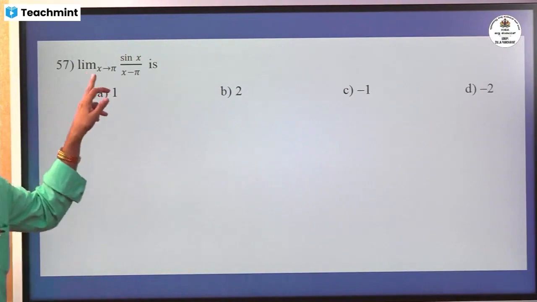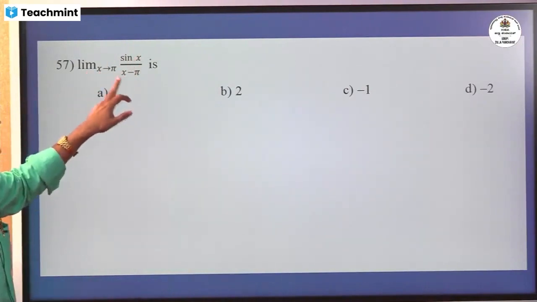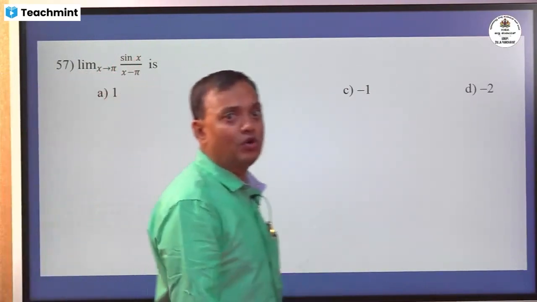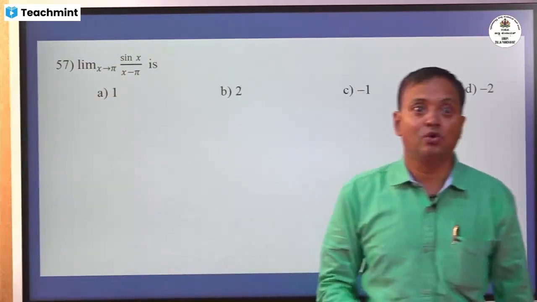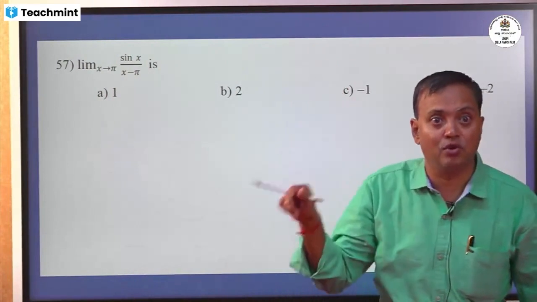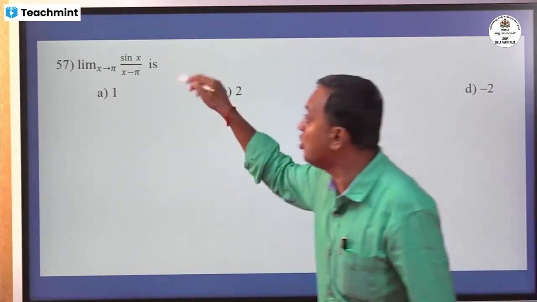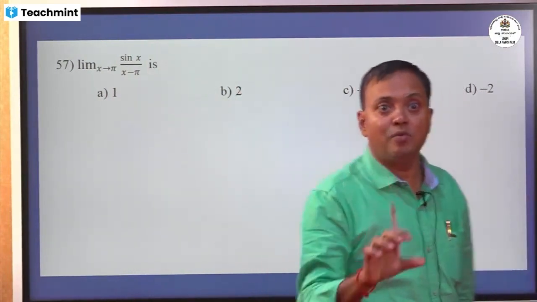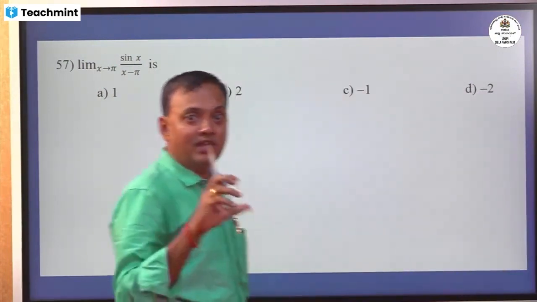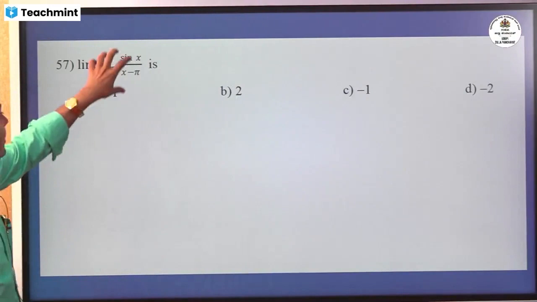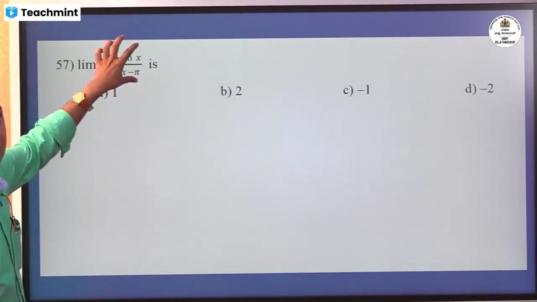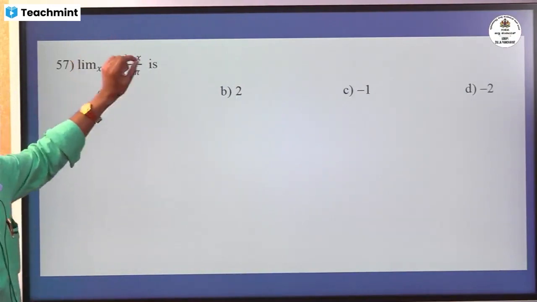Limit of x tends to pi, sin x by x minus pi. So put x equal to pi, the denominator x minus pi becomes 0. Sin pi, numerator 0, denominator 0. So it is 0 by 0 form. But 0 by 0 is an indeterminate form. Here our general method is not needed, use the better L'Hospital rule.